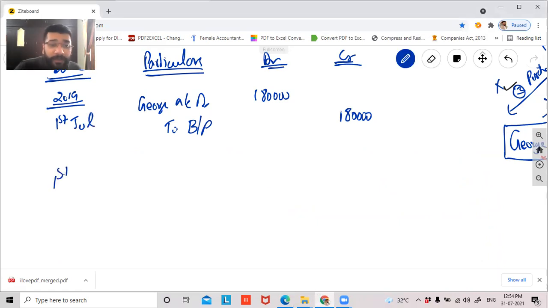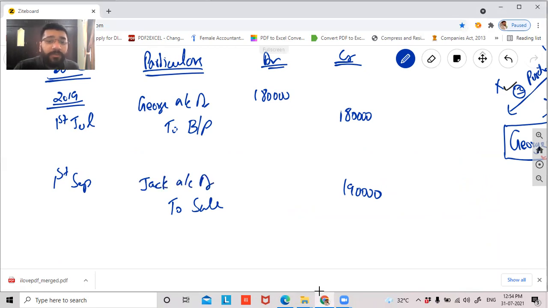So on 1st of September, the sale entry, guys, to sale. And sale is worth 1,90,000 rupees. And Harry is supposed to receive money from Jack in future. So Jack account debit 1,90,000 rupees. This is the credit sale entry, being credit sale made to Jack. Any doubts in these two entries?